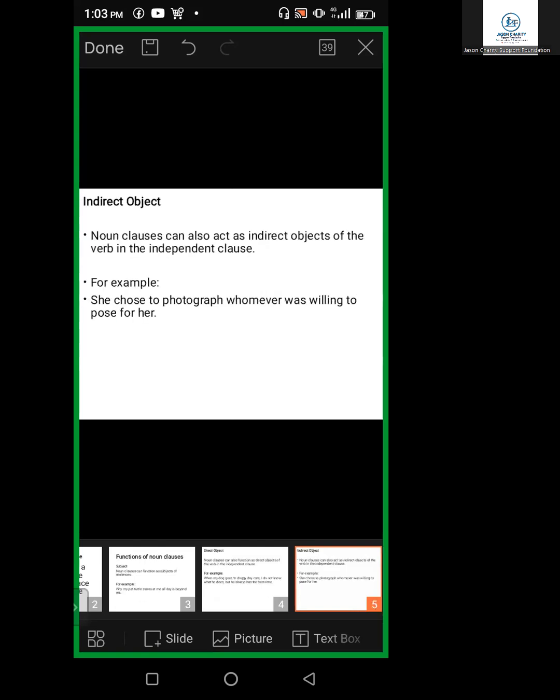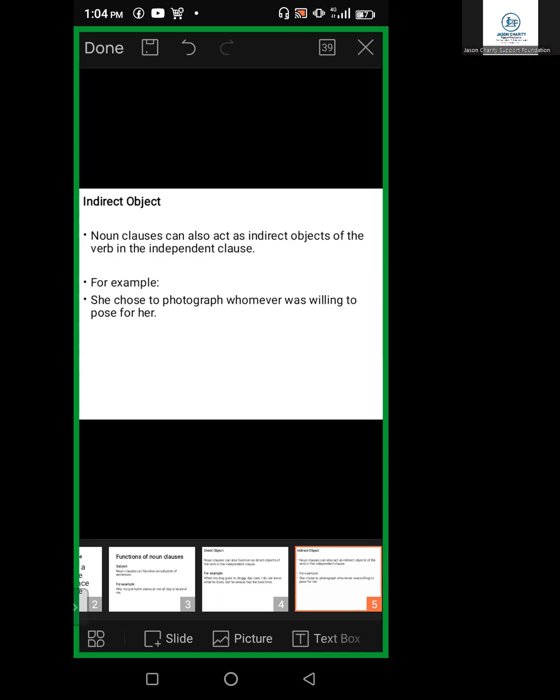The next one is a noun clause functioning as an indirect object. Now, how do you identify an indirect object? An indirect object will be something that is being referred through the direct object.